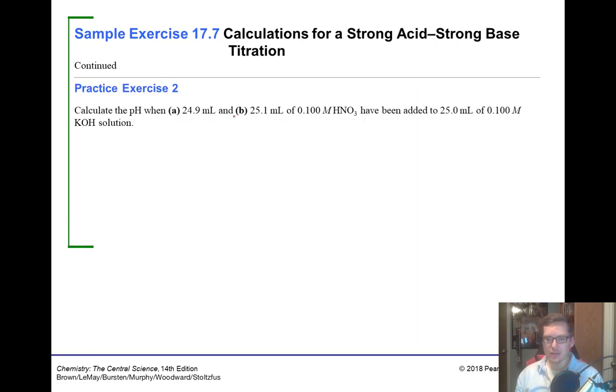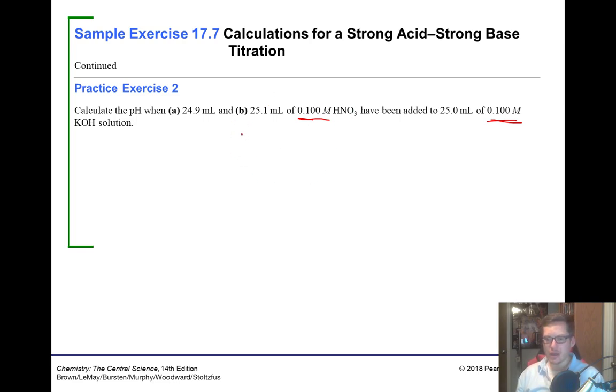Okay, it says calculate the pH when 24.9 milliliters and 25.1 milliliters of nitric acid has been added to 25 milliliters of a 0.1 molar KOH solution. All right, so again, this is really nice because the concentrations are the same. All right, so that makes it so we know for sure we're on either end of this equivalence point, because the equivalence point would happen when the moles are equal to each other, and we started with 25 milliliters of 0.1, so the equivalence point would happen at 25 milliliters of the nitric acid being added.